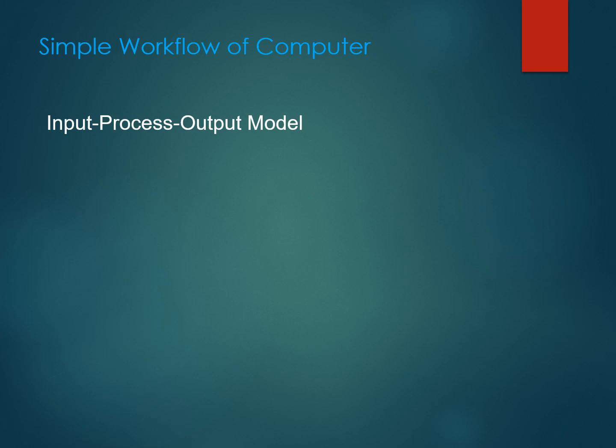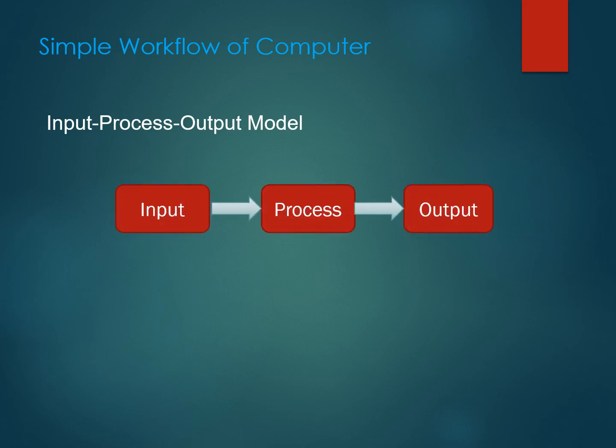Simple workflow of a computer, that is, the input process output model. This input process output model consists of three basic building blocks, that is, input, process and output. The computer input is called data, and the output obtained after processing it based on the user's instruction is called information. Raw facts and figures which can be processed using arithmetic and logical operations to obtain information are called data.